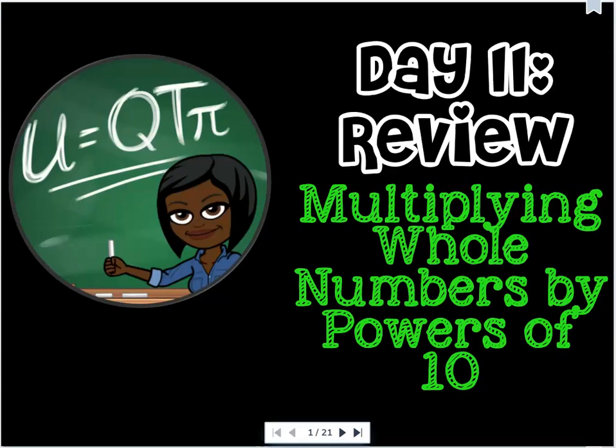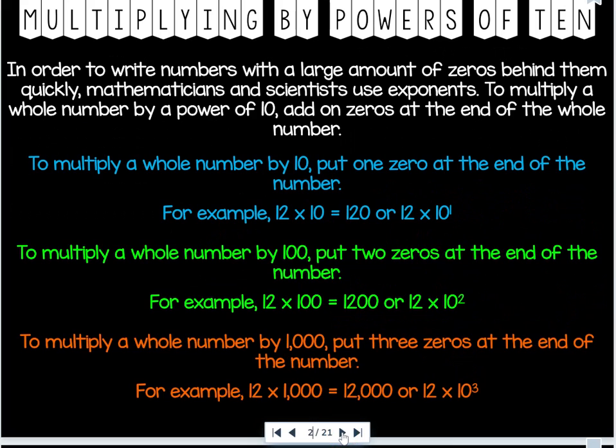The focus of today's lesson is to review multiplying whole numbers by powers of 10 and the order of operations. In order to write numbers with a large amount of zeros behind them quickly, mathematicians and scientists use exponents. To multiply a whole number by a power of 10, add on zeros at the end of the whole number.